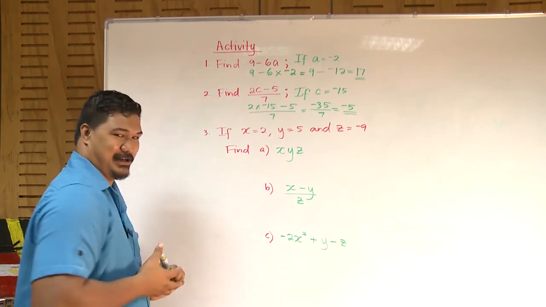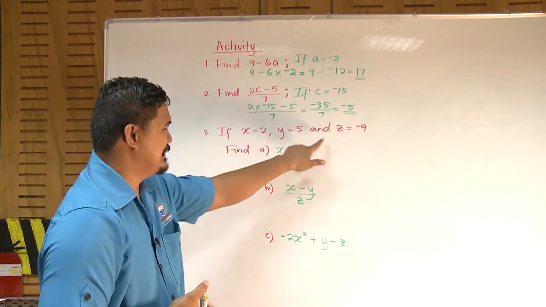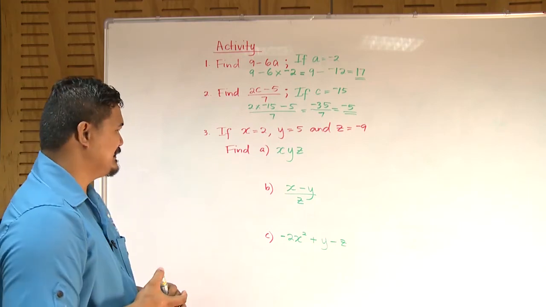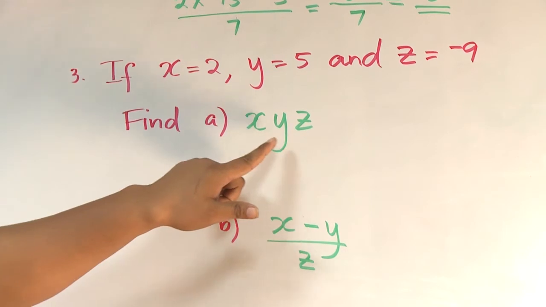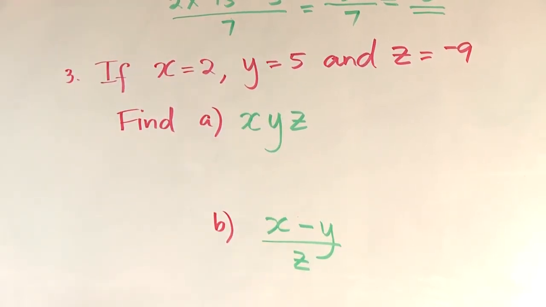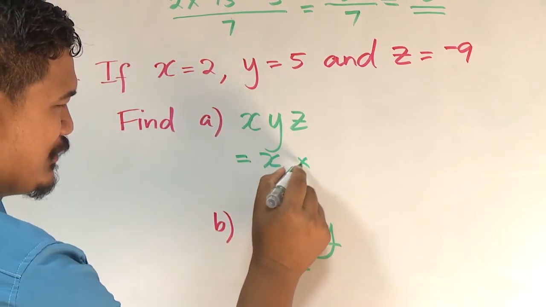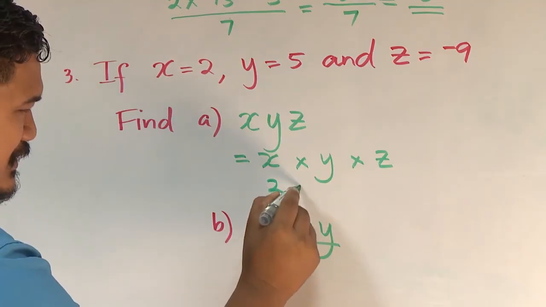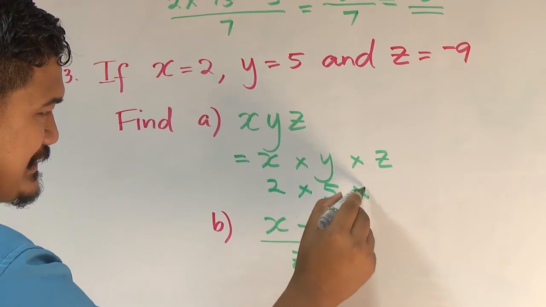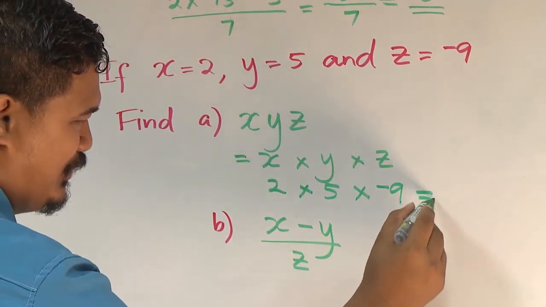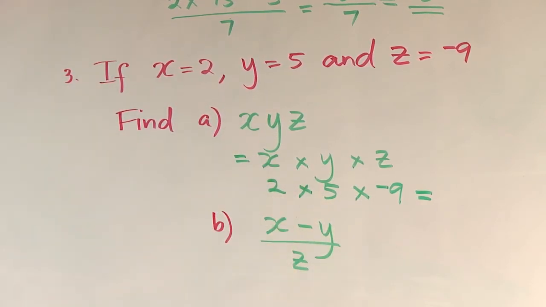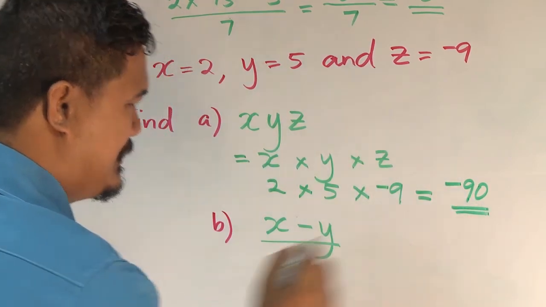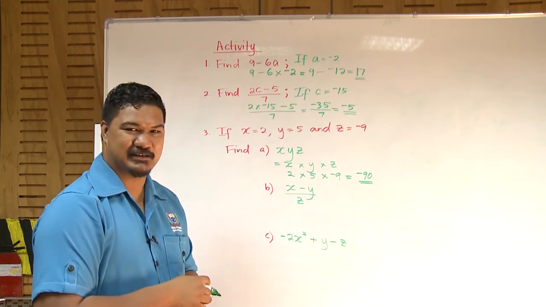Very good. So our last one, we have 3 different variables, x, y, and z. So if x is equal to 2, y is equal to 5, and z is equal to negative 9, we need to find xyz. So xyz means x multiplied by y and then multiplied by the value of z. So x is equal to 2, then times y, which is 5, and z is equal to negative 9. So when we do our multiplication, 2 times 5 is equal to 10, and 10 times negative 9, the answer will be negative 90. So the value of xyz is equal to negative 90.